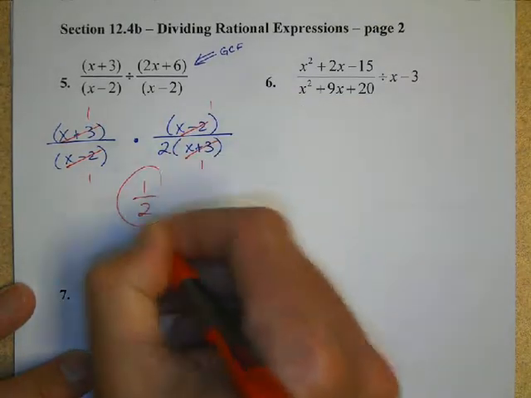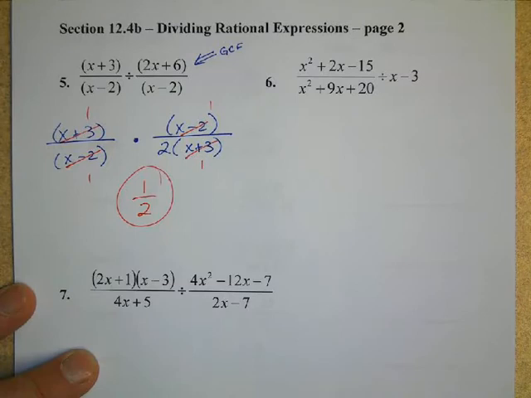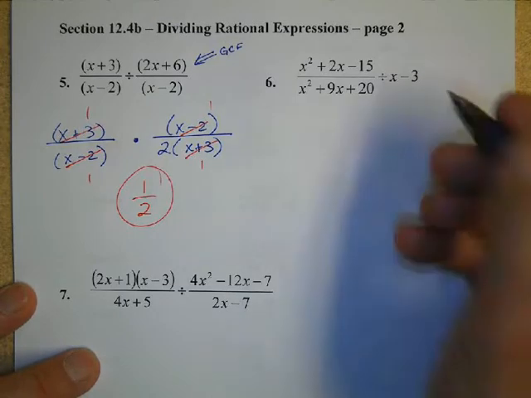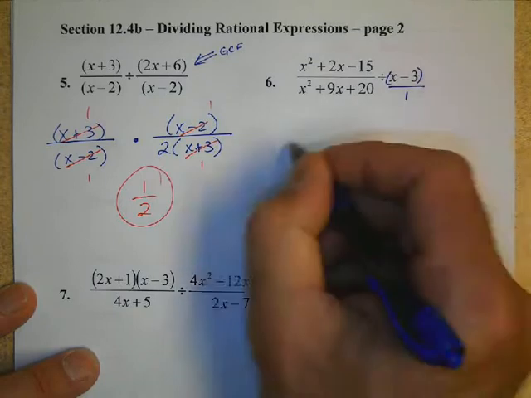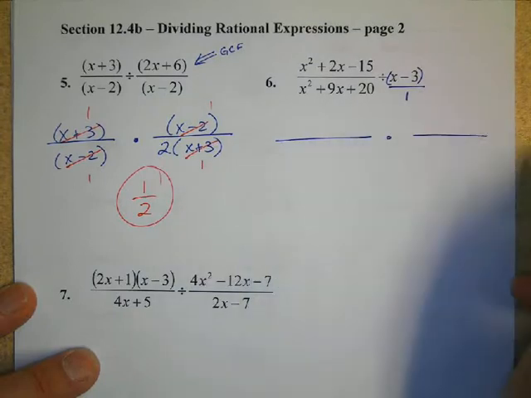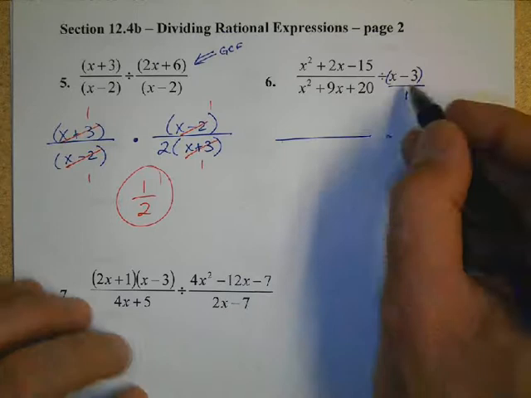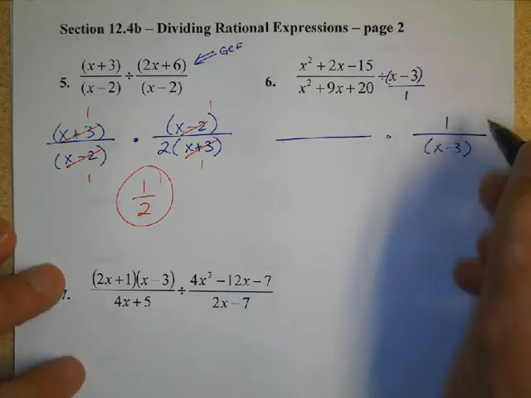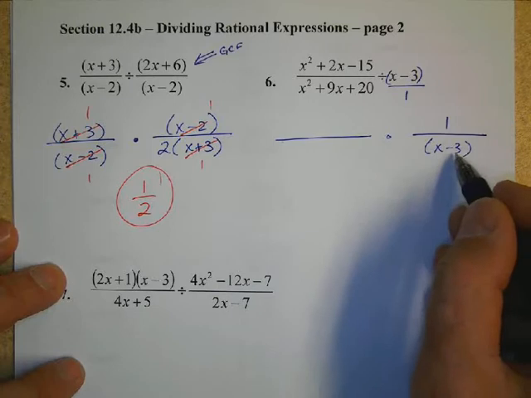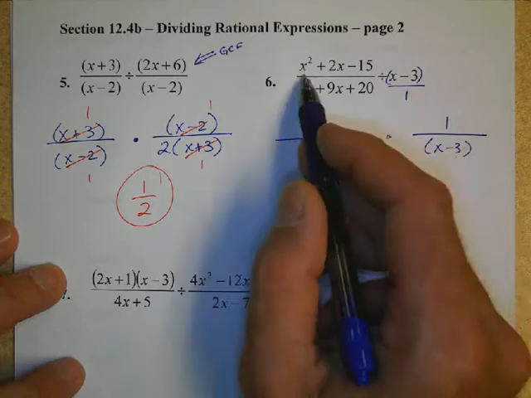On number 6, I should have put a parenthesis here, and we remember we want to put that over 1. So let's put our times sign, and let's start with the easy side, which is the x minus 3. Well, that goes to the bottom. As we talked about previously, it's very likely that x minus 3 is one of the two factors in this x squared plus 2x minus 15.